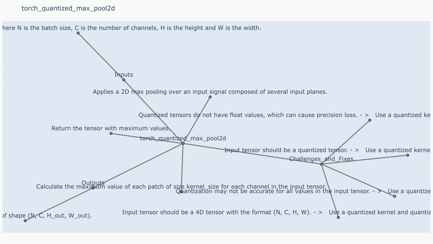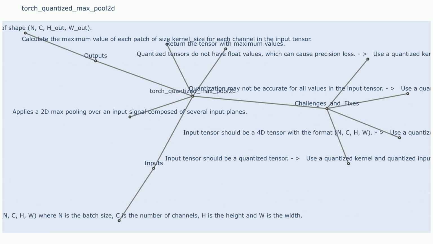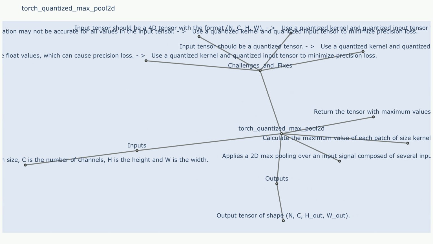Inputs. Input: the quantized input tensor. It should have shape N, C, H, W, where N is the batch size, C is the number of channels, H is the height, and W is the width. Kernel size: the size of the window, which can be an integer or a tuple/list of 2 integers. Kernel height, kernel width.